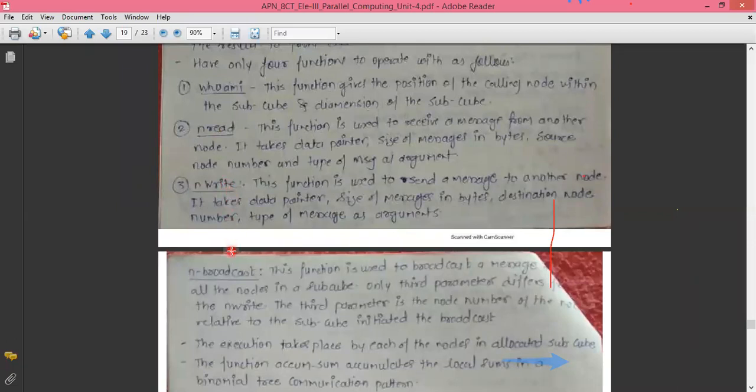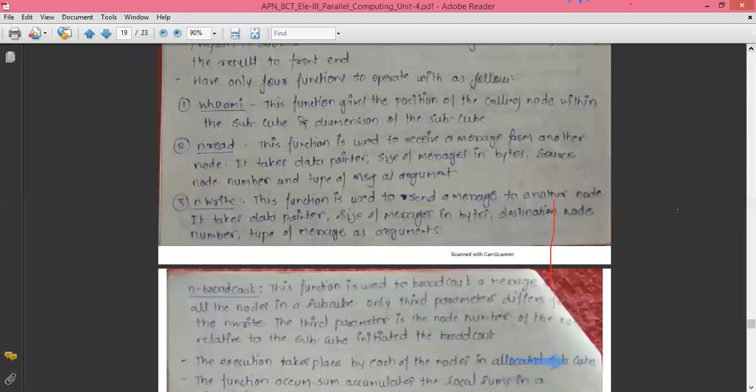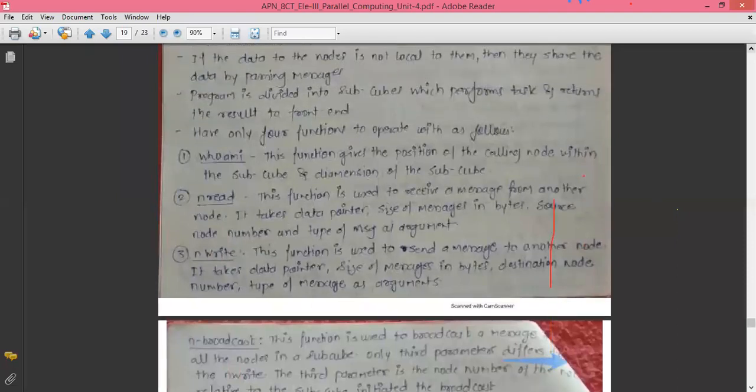Now just above that there is nbroadcast. Nbroadcast means n number of messages has to be broadcasted to n number of nodes. Nbroadcast means to broadcast a message to all the other nodes. Likewise, if a principal node or the root node has to send a message to all the other subnodes or the child processes, then it will be using nbroadcast. But if the same root node wants to inform only selected one or two nodes, then it will use the nwrite method.